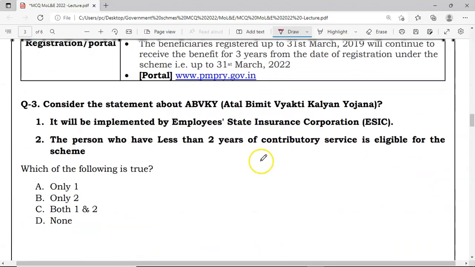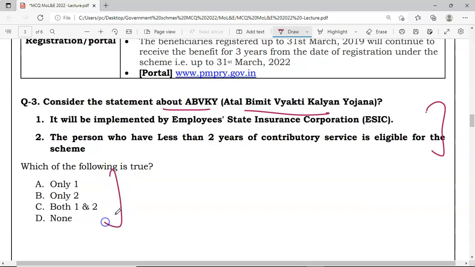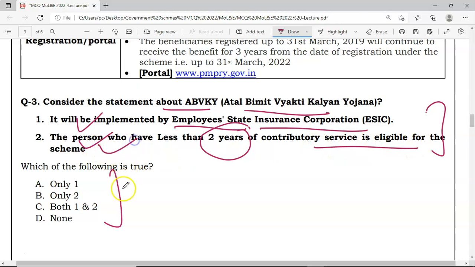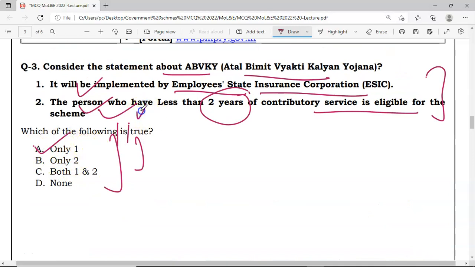And now our third question is, consider the statements about this Atal Bimit Vyakti Kalyan Yojana. There are two statements and there are the options. So you have to identify, based upon these statements, which of the options is right. First, it will be implemented by the Employees' State Insurance Corporation, and second, the person who has less than 2 years of contributory services is eligible for the scheme. So which of the following options is or are true? So friends, only option 1 is true, option 2 is not true.